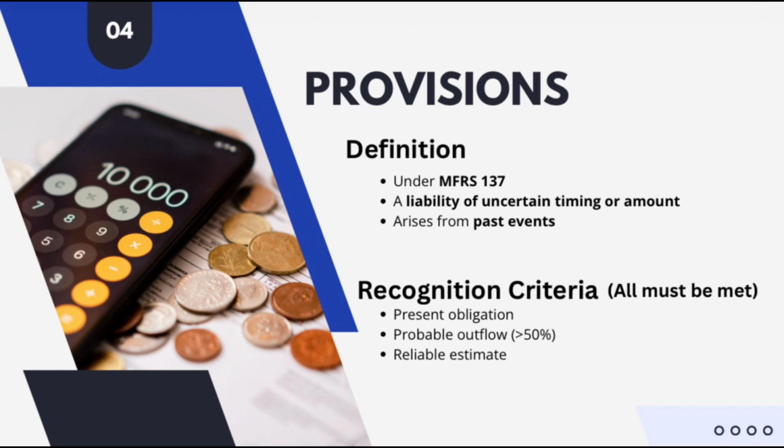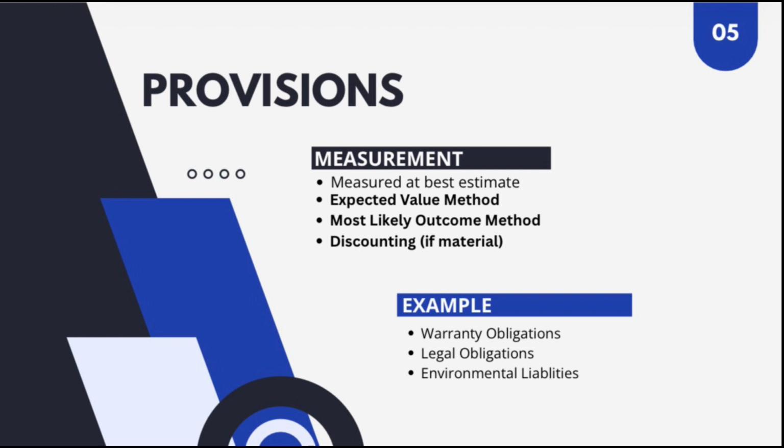First, there must be a present obligation. Second, there is a probable outflow of economic benefit, which means more than 50% chance. Third, the amount can be reliably estimated. If all these conditions are met, the company will recognize a provision in the financial statement. Next, I will explain how provisions are measured.